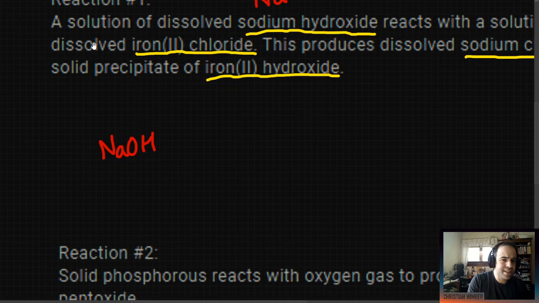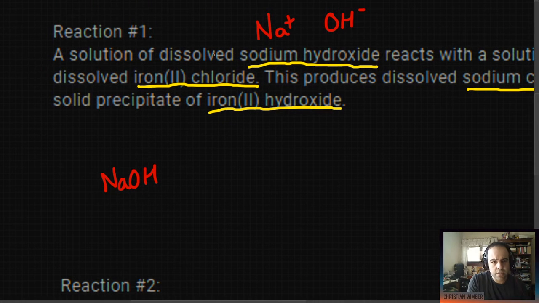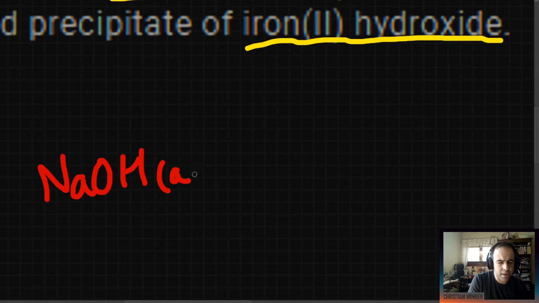We do need a state for this. So let's go back and look at the sentence and see if they tell us what state this is in. Is it solid, liquid, gas, or dissolved? A solution of dissolved sodium hydroxide. Oh, it tells us just right there. It says dissolved. So dissolved, the symbol we use for that is (aq). So right after this, I just go ahead and put (aq).